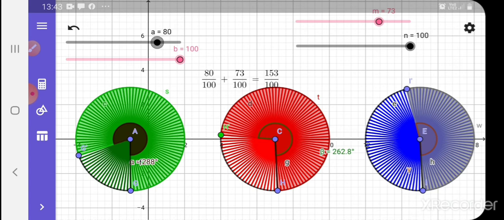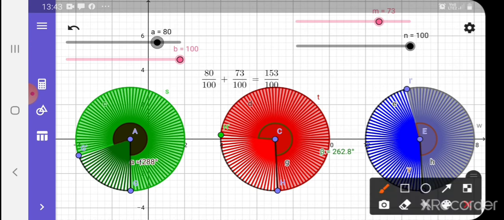So the first circle is represented by the fraction 80 by 100. This is 80 by 100. Then plus this part is represented by 73 by 100. So you see this is 73 by 100. Now you add, then what will be equal? That is 153.